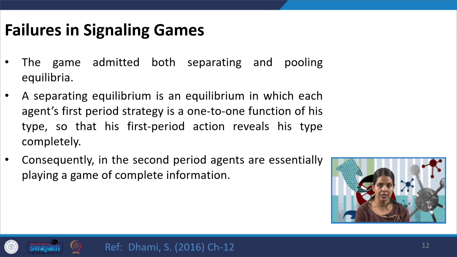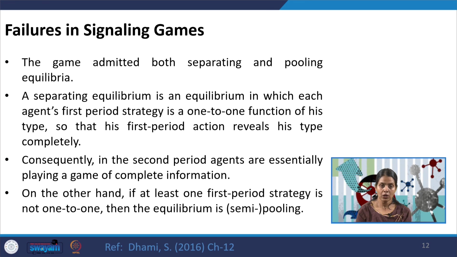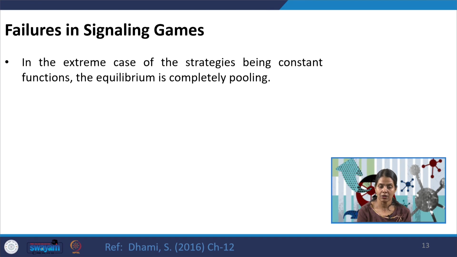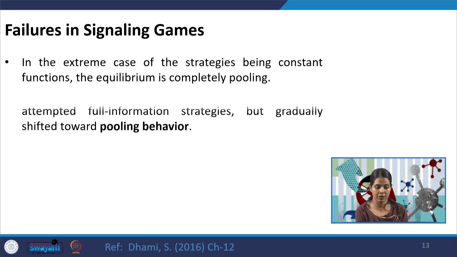Consequently, in the second period, agents are essentially playing a game of complete information. They update their prior beliefs based on the information that they receive. On the other hand, if at least one first period strategy is not one-to-one, that is, from the strategy you cannot identify the player, then the equilibrium is semi-pooling. In the extreme case of the strategies being constant functions, the equilibrium is completely pooling. That is why we call the previous game's outcomes a pooling equilibrium.